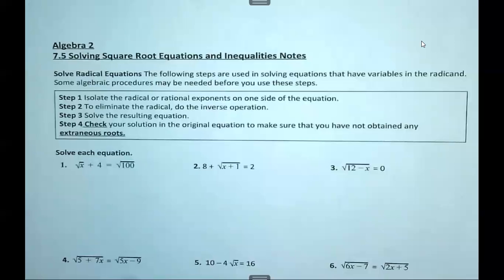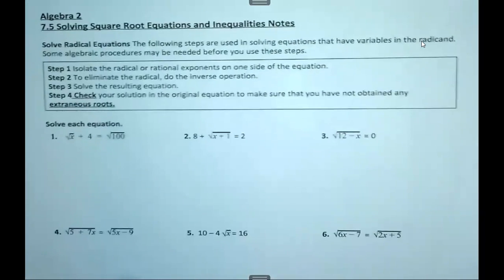We then want to eliminate the radical. And to do that, we have to do the inverse operation. So the opposite of taking the square root would be to square something. And then we solve the resulting equation. Once we get our answer, we then have to check our solution in the original equation to make sure that we have not obtained any extraneous roots. So let's give these steps a try on some of our first couple of examples.